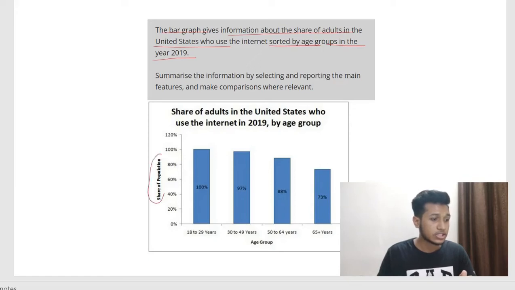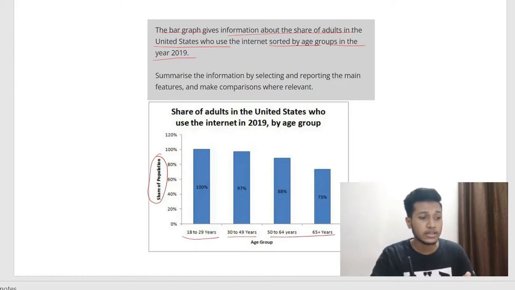Here it is the share of population, and the age group is divided into 4 different age groups. The first one is 18 to 29, the second one is 30 to 49, the third one is 50 to 64, and the fourth one is above 65. They have divided people into 4 different groups.